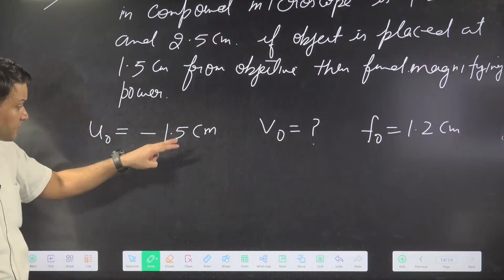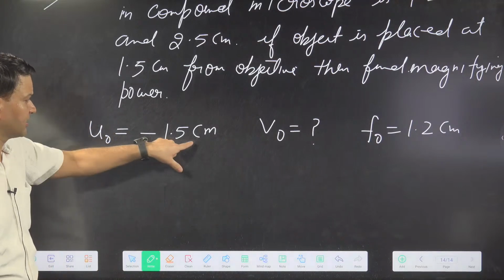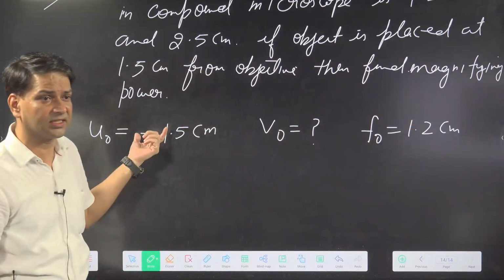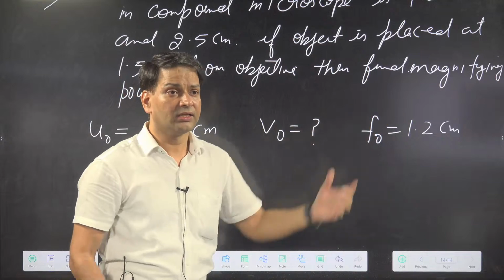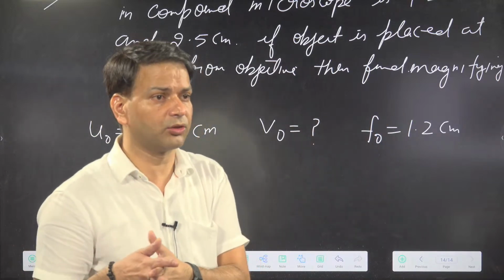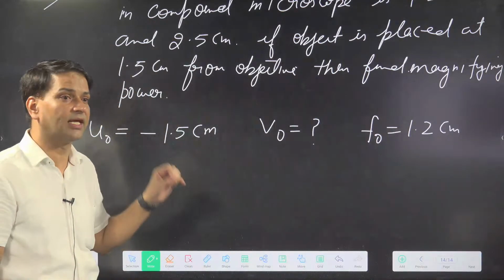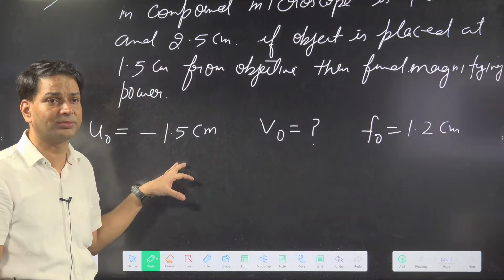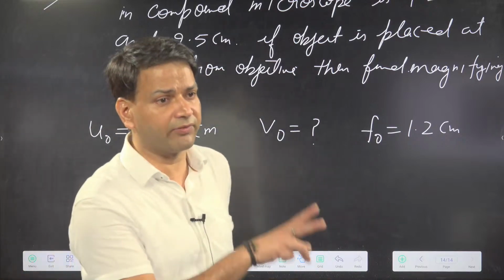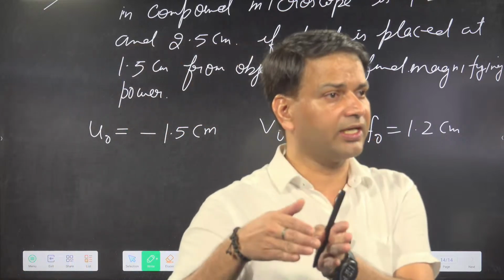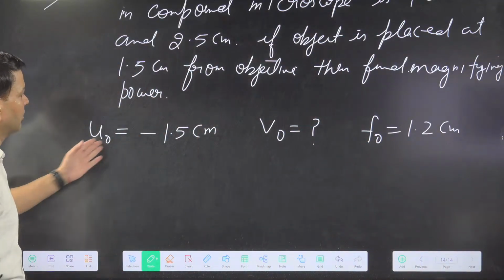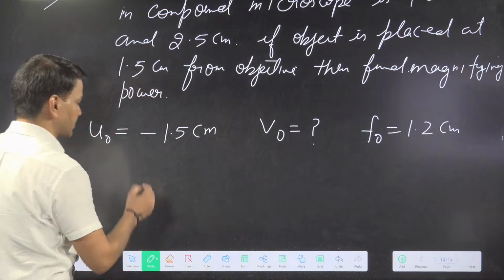So here you can see object distance I have given 1.5, focal length I have given 1.2. It means object distance is greater than focal length. Then only the objective will form the real image of the real object. It is necessary that the object distance from the objective must be greater than the focal length of the objective. Then only it will form the real image, and that real image will work as the object for the eyepiece.